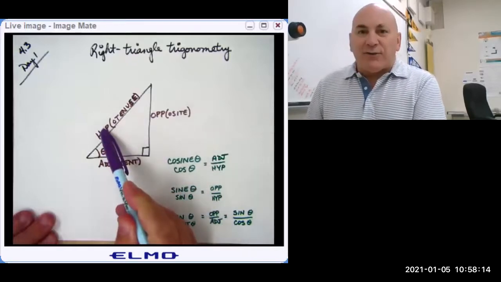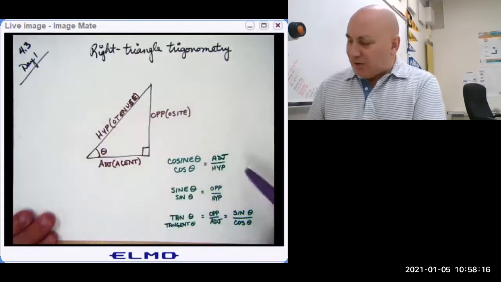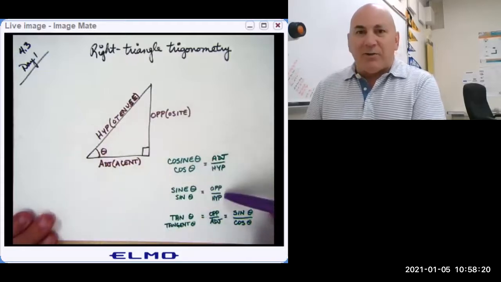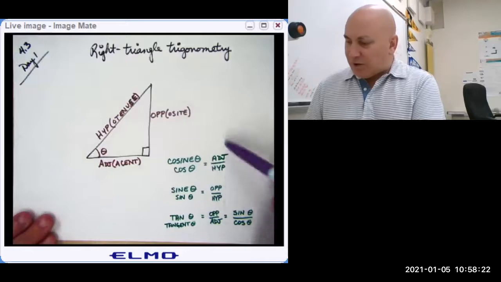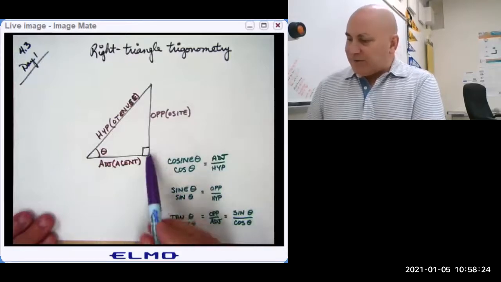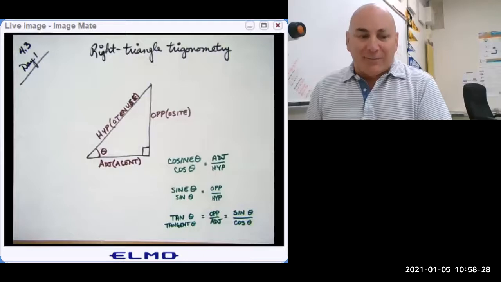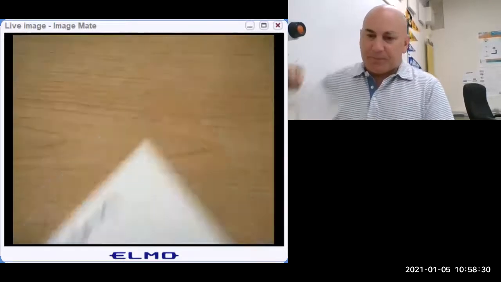Since the hypotenuse is the longest side of the right triangle, obviously cosine and sine can never be greater than 1 on a right triangle. But this side could be 4 times as long as this side, so a tangent can be greater than 1.